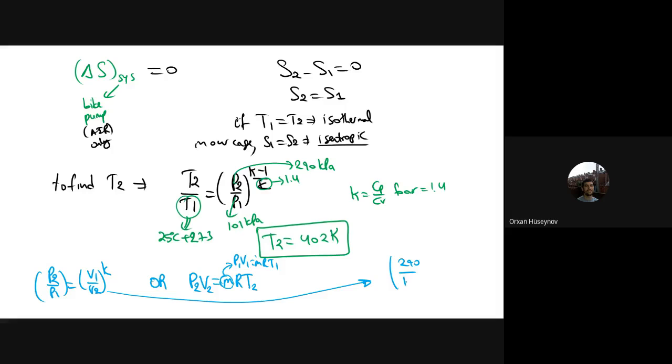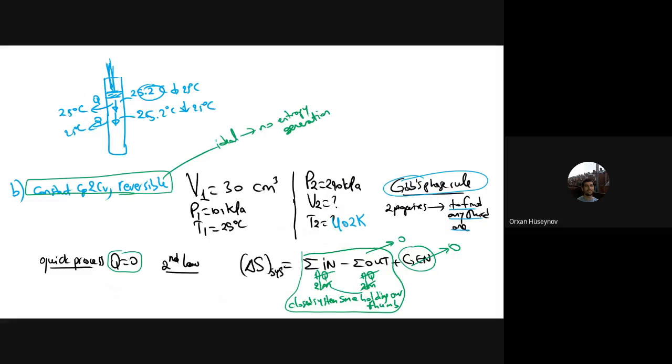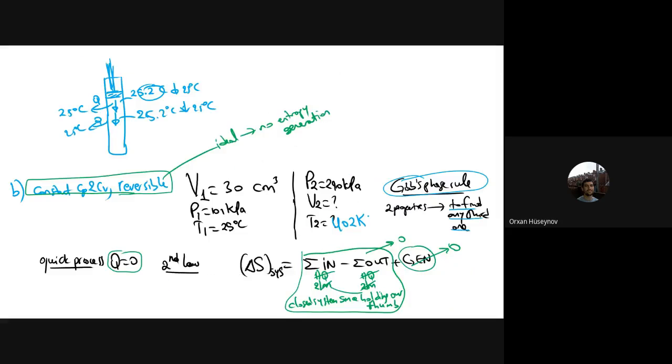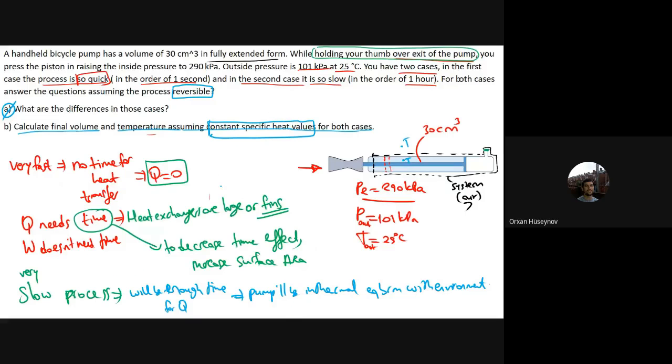I will write this one as 290 divided by 101 will be equal to V1 divided by V2, to the power of 1.4, where V1 is 30 centimeters cubed. If you do that calculation, you will have the V2 value, which is 14 centimeters cubed. I've finished this part, and V2 is 14 centimeters cubed.